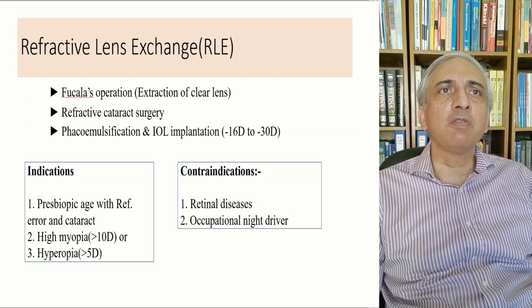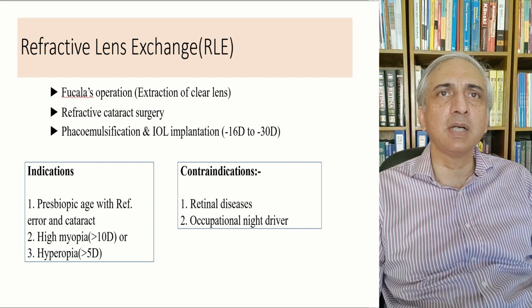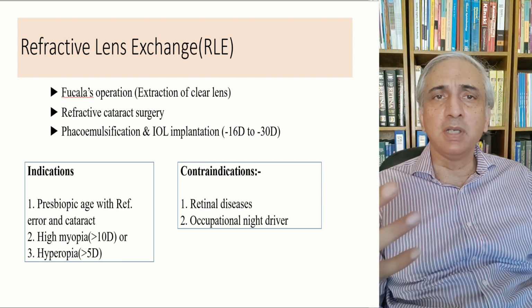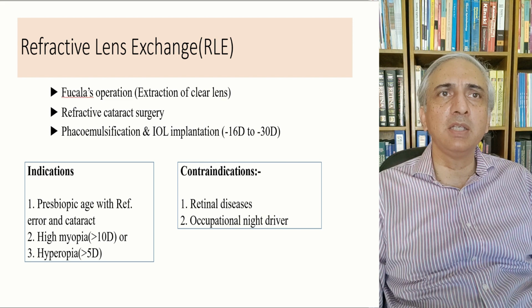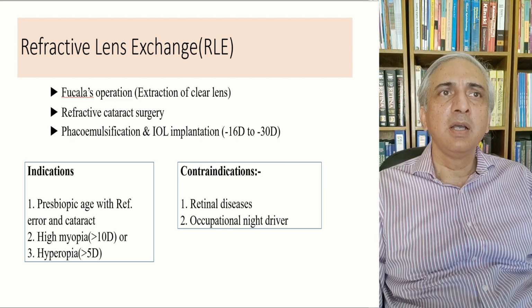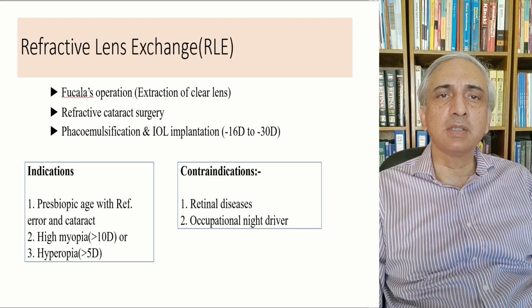Then we come on to refractive lens exchange. Fukala's operation: extraction of the clear lens. Refractive cataract surgery, phacoemulsification plus IOL implantation, which can be done from -16 to -30 diopters. Indications are presbyopic age with refractive error and cataract, high myopia greater than 10 diopter, or hypermetropia greater than 5 diopter. Contraindications are retinal diseases and occupation as a night driver.